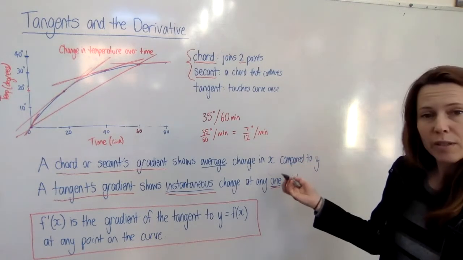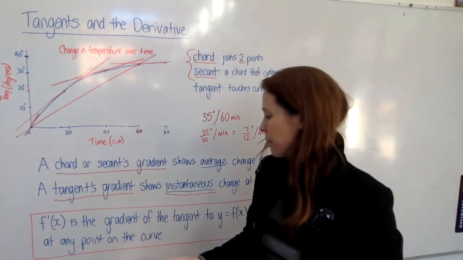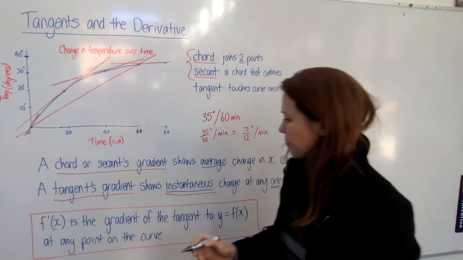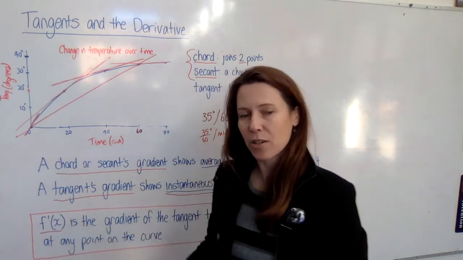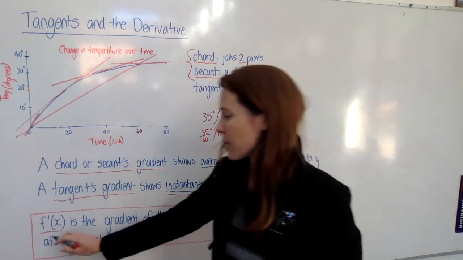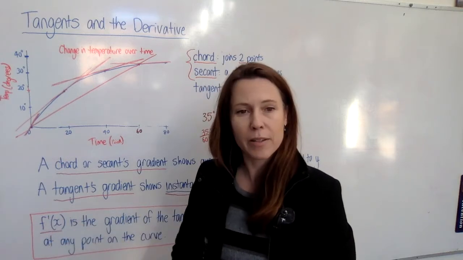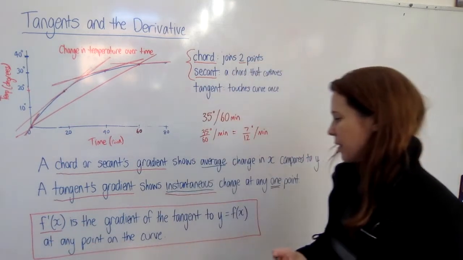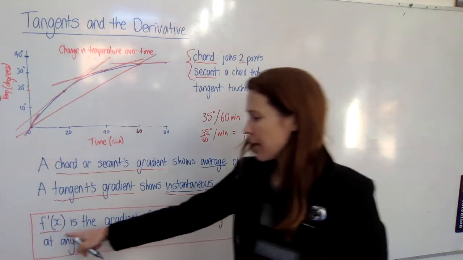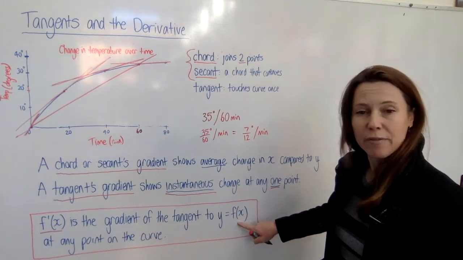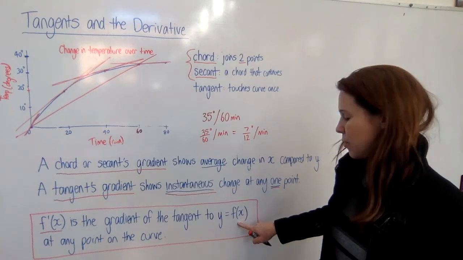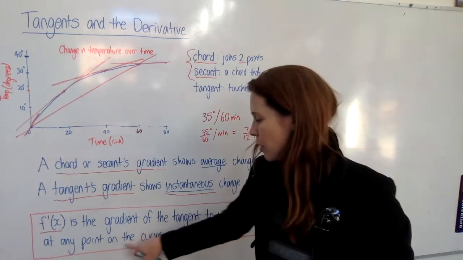Now, what do we call this gradient? Well, it's got a special name. It's called the derivative. It's got a few different notations, but the first one we're going to learn is this. We call this f dash x. Now it looks a lot like f of x, doesn't it? Well, we say f dash x is the gradient of the tangent to any function, let's call our function y equals f of x, at any point on the curve.